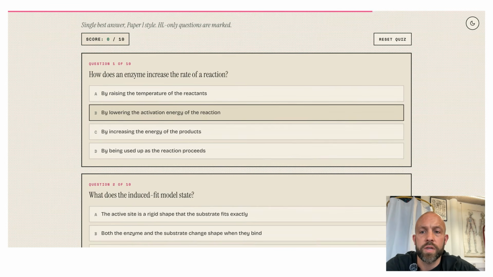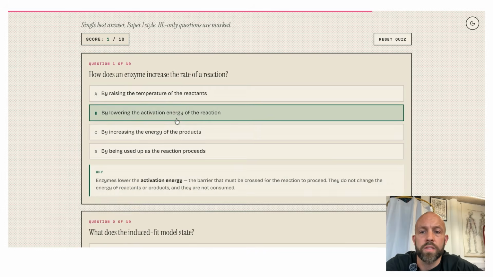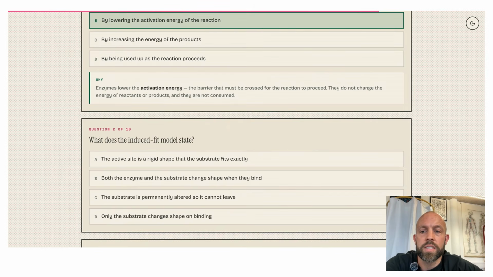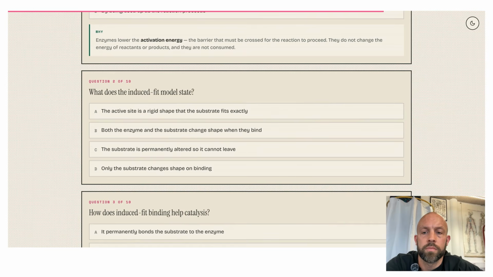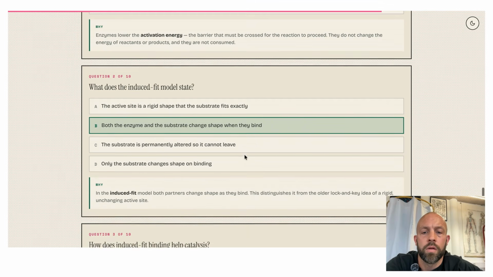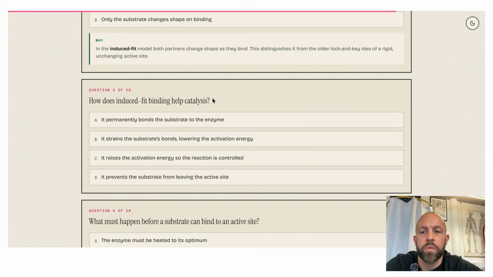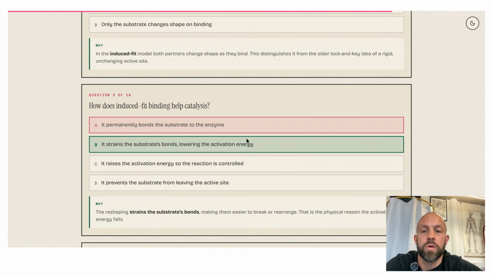How does an enzyme increase the rate of reaction? You can pause it and think about it. It's by lowering the activation energy. What's neat about these is you get little feedback as you go. And what does the induced fit model state? And how does induced fit binding help catalysis? B again. It strains the double bonds.